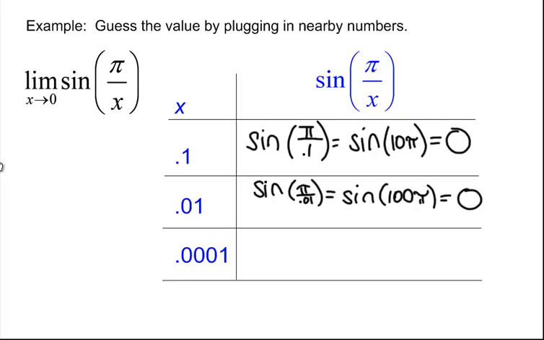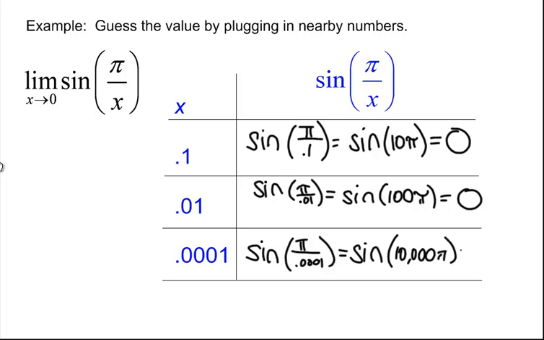And we can try again. We can get sine of pi divided by 0.0001. That gives us sine of 10,000 pi, which is again 0. So it seems like we would want to guess that this limit as x goes to 0 of sine of pi over x would equal 0. This is our guess.